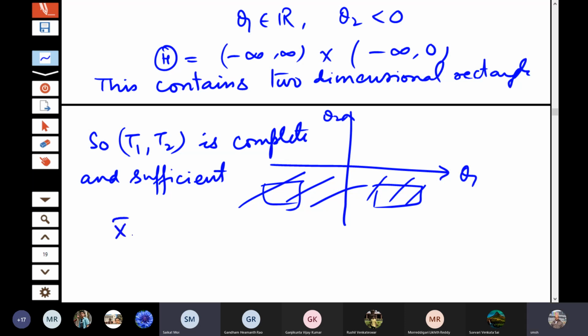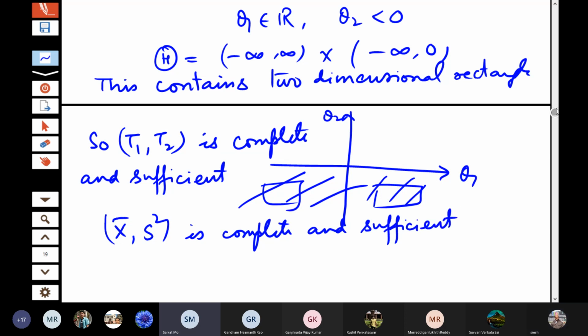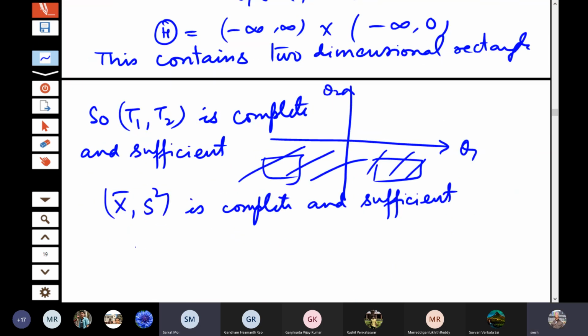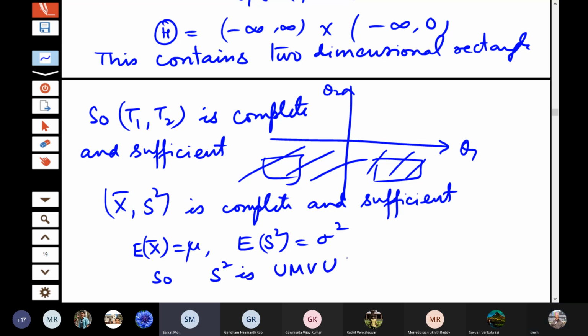As a consequence, you can also say (x bar, s square) is also complete sufficient because it is a one-to-one function of this. So expectation of x bar is mu, expectation of s square is sigma square. So from here you conclude that s square is UMVUE for sigma square. For mu, we have already proved that x bar is UMVUE. So this is the missing part which was not there, but now we are able to do that.